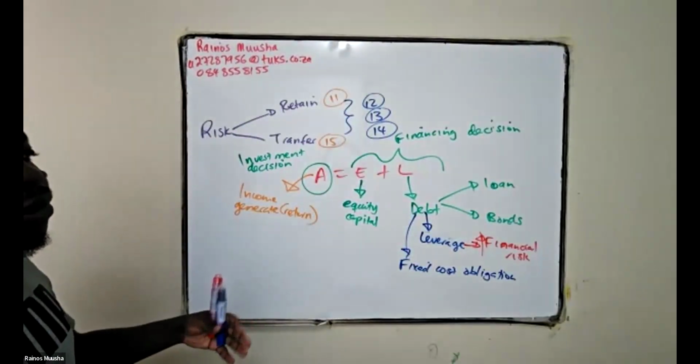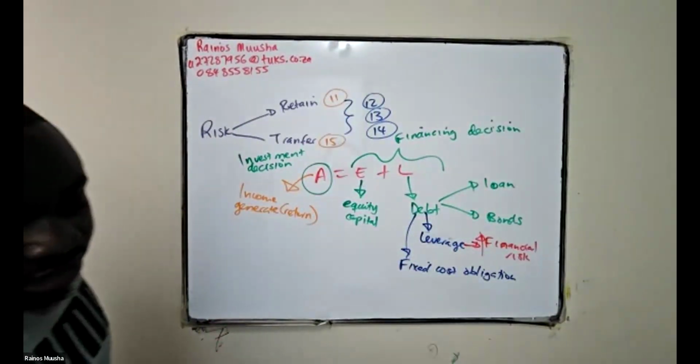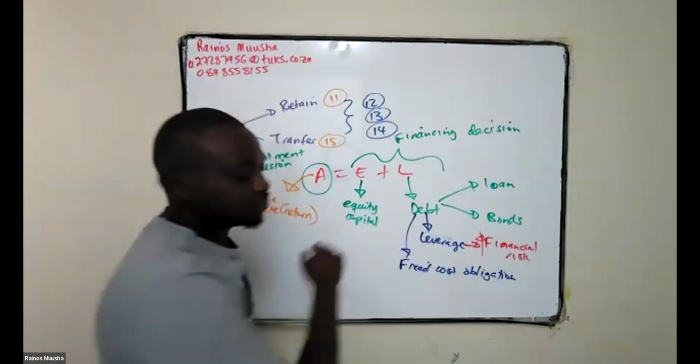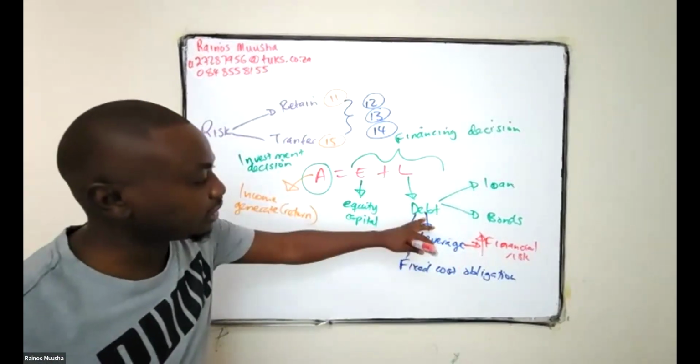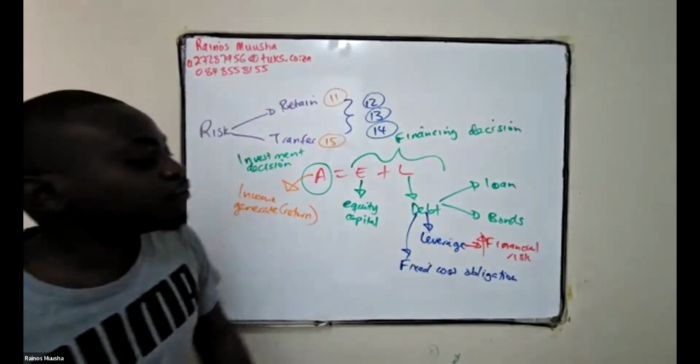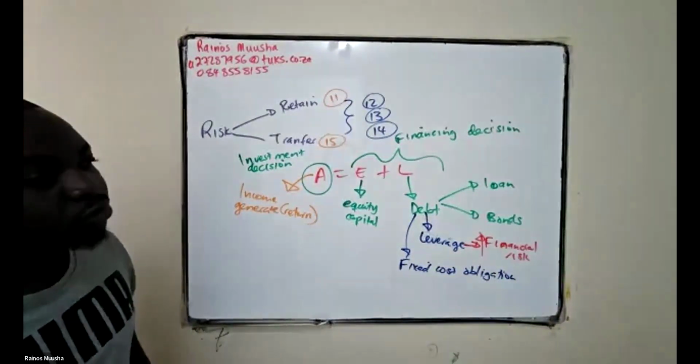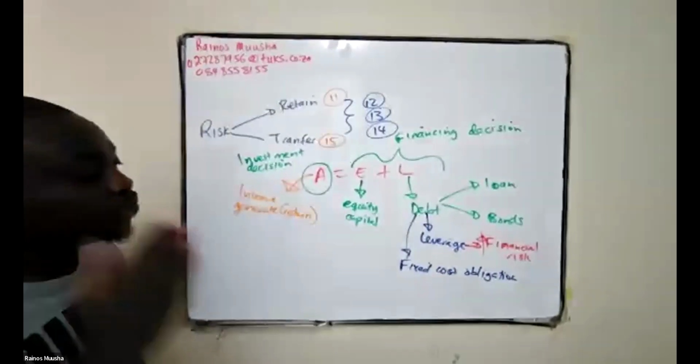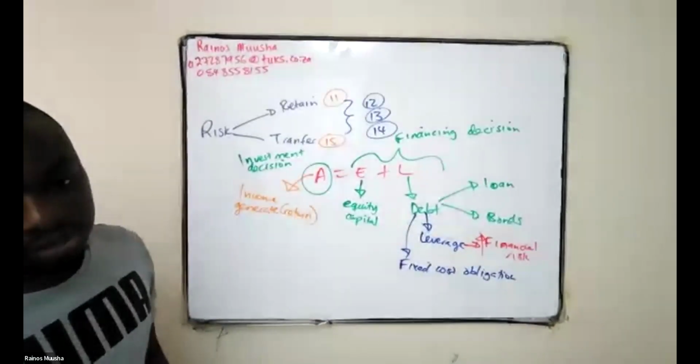So when you say LTCM was highly leveraged, you're basically saying that they were using high amounts of debt, and the more debt you have, the more financial risk, because you're having what? A lot of fixed cost obligations. Because remember, whether you make money or not, you still have to pay for those fixed costs as well.